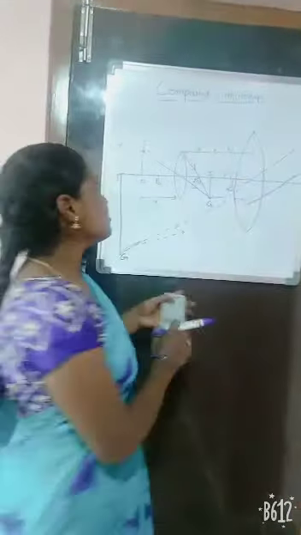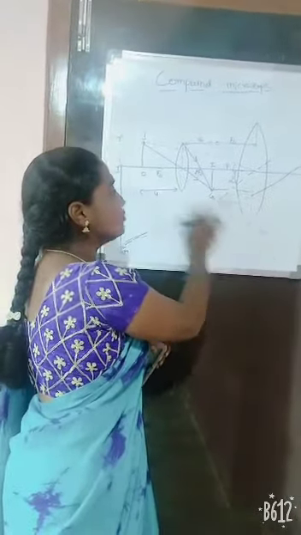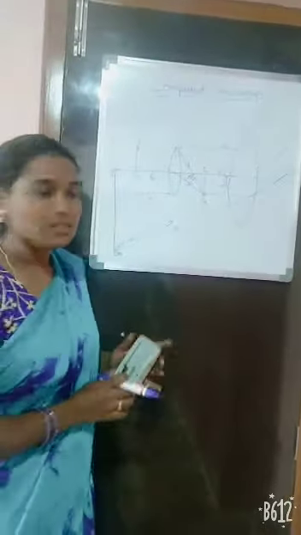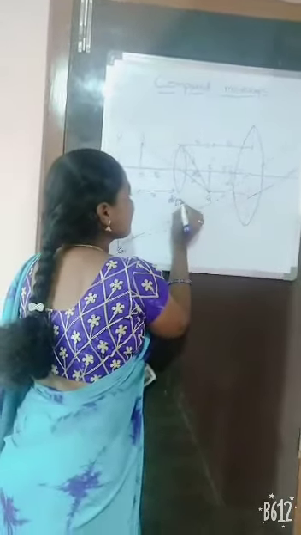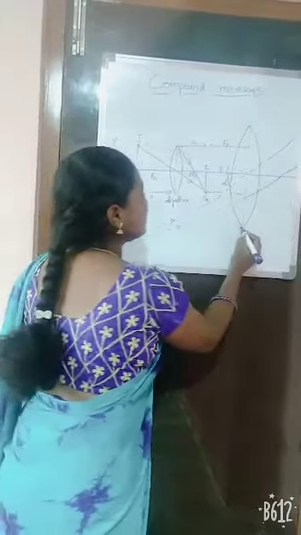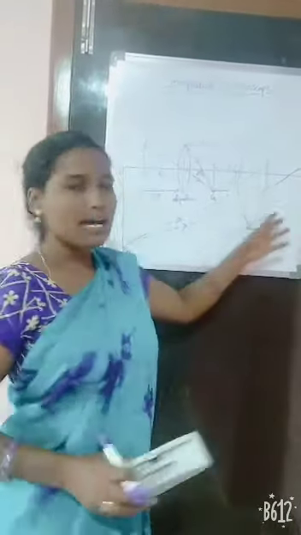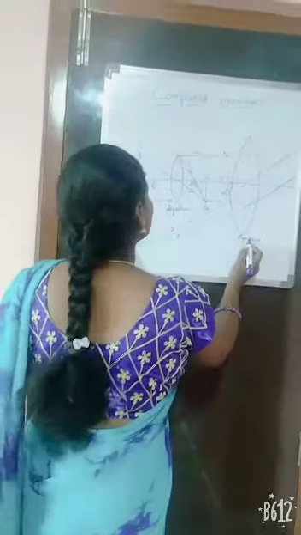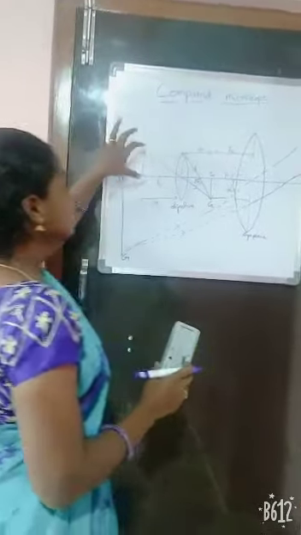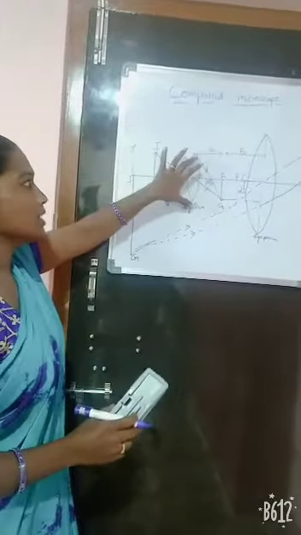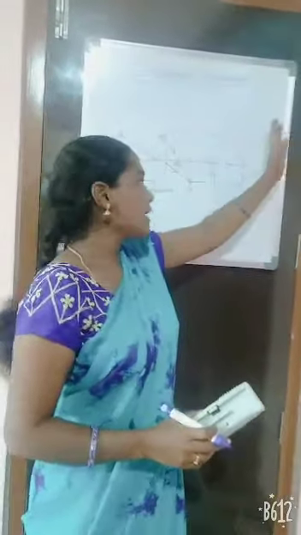So let us assume this compound microscope consists of two convex lenses. One we call an objective and the other an eyepiece. The lens which is near to the object is called the objective, and the lens which is near to the eye is called the eyepiece.